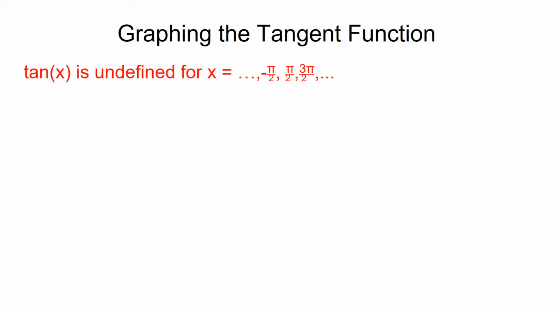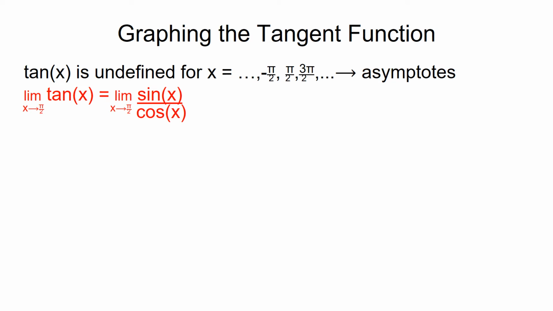Based on our prior study of the tangent function, we know that it is undefined at certain values of x, such as minus pi over 2, 3 pi over 2, and so on, all expressed in radians. This means that there are vertical asymptotes at all these values of x. So how does tangent of x behave as it approaches pi over 2? We use the trigonometric identity tangent of x equals sine of x over cosine of x to help us find out.